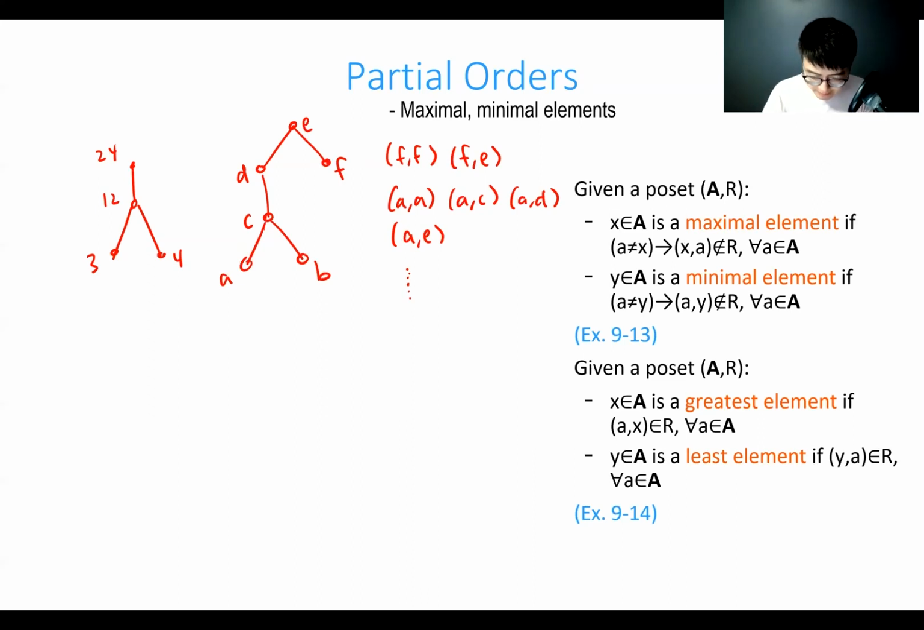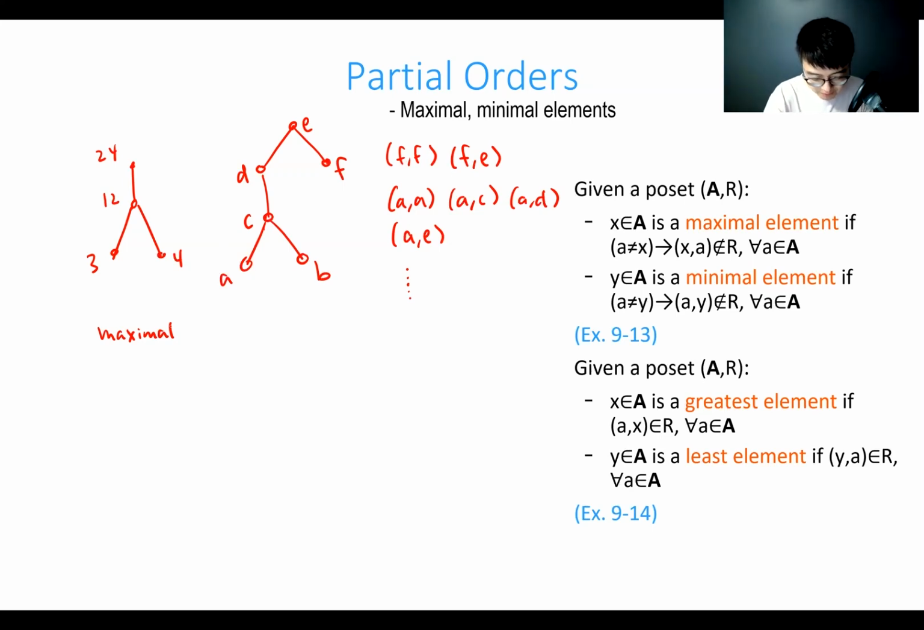Okay, so let's analyze the maximal and minimal elements of each set. Now, maximal and minimal means that they don't have to be unique. So what maximal means is that you're at a point in the Hasse diagram in which I cannot go up anymore. The official definition of maximal is that the only thing it's related to is itself.